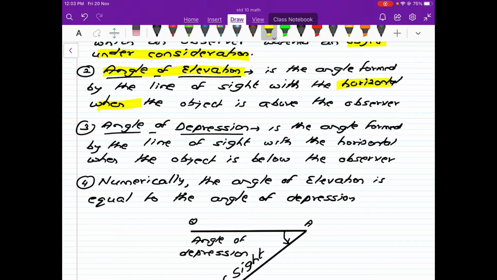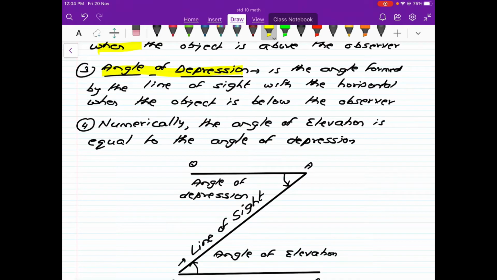Similarly, when a person is standing on some raised platform or a raised hill or a tower or a building and he sees some object down, he has to put his head down so that his eyes will be focused on that object. Because he is looking down, the angle formed between his horizontal and the line to the object will be known as the angle of depression. Numerically, the angle of elevation is equal to the angle of depression.